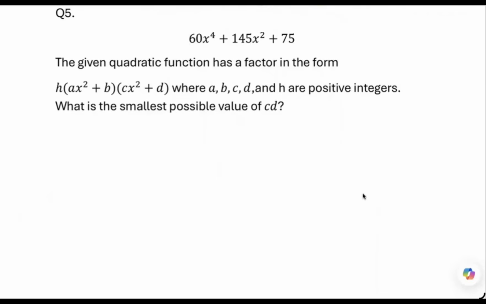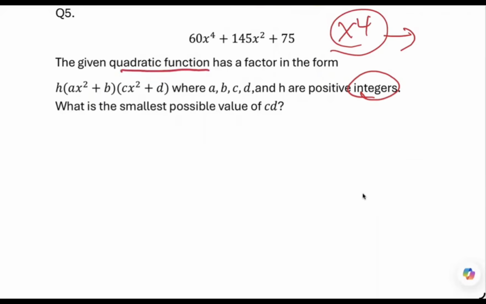Another question, you may try to use Desmos, but be careful. Whenever you see s raised to 4, Desmos usually will try to fake numbers. Sometimes it's difficult to find integers because the question is asking for integers. So be careful. You can try, but I'm going to show you algebra. I think it's the easiest thing to do, even though it looks complicated. A given quadratic function has a factor in the form of this, where a, b, c, d, h are all positive integers. What is the smallest product of this CD?